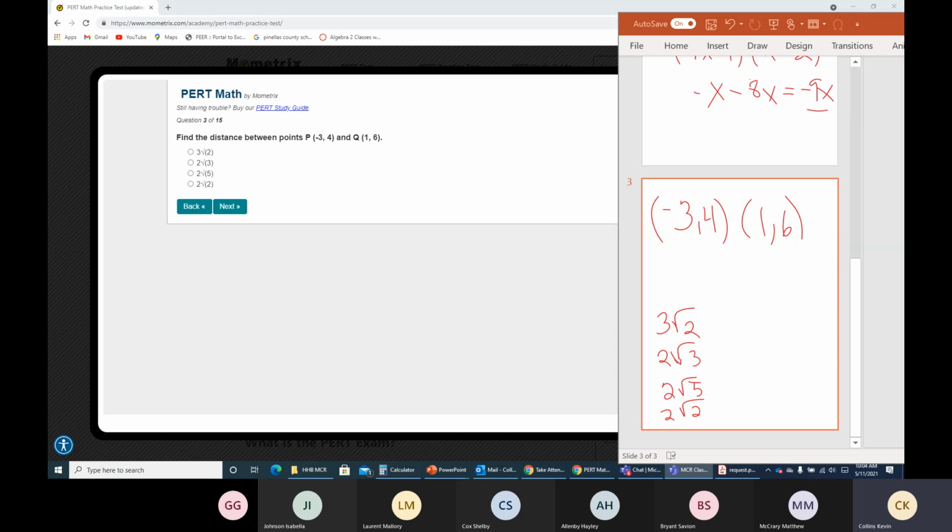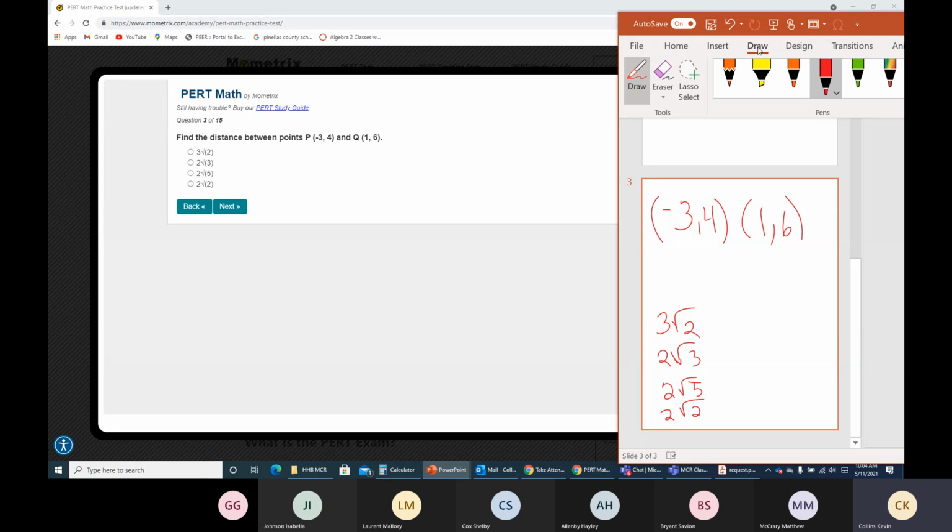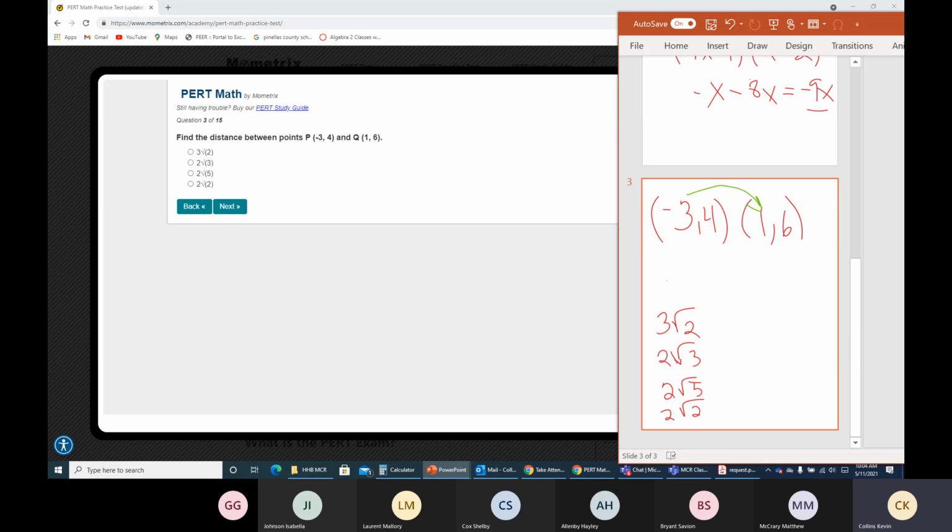All right, so the distance formula is really the Pythagorean theorem in disguise. And you know the Pythagorean theorem shows up all the time, right? So here's what we do. Let me change colors here. If you go from -3 up to 1, how many spaces have we gone up?